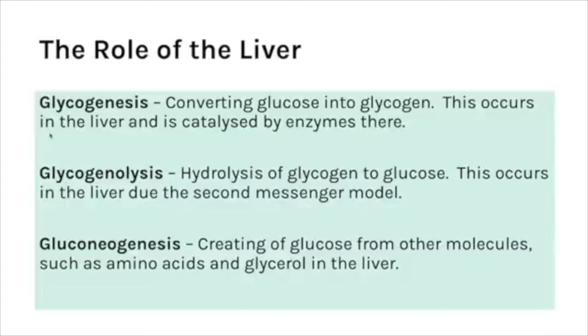The liver is involved in all three of these processes. Glycogenesis is when glucose is converted to glycogen, and this occurs in the liver and is catalyzed by the enzymes there. Glycogenolysis, the lysis of glycogen, is the splitting or hydrolysis, and again this happens in the liver, due to the enzymes involved in the second messenger model. Gluconeogenesis is creating glucose from other molecules, so the amino acids and glycerol, and again this happens in the liver due to the enzymes found there.